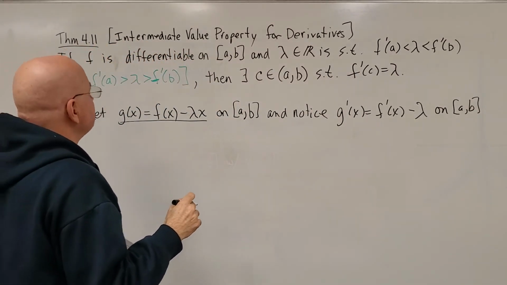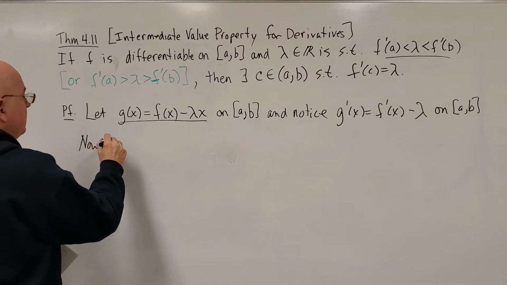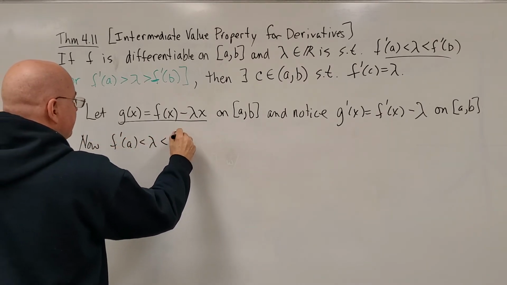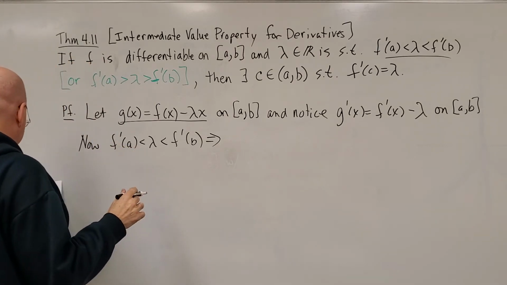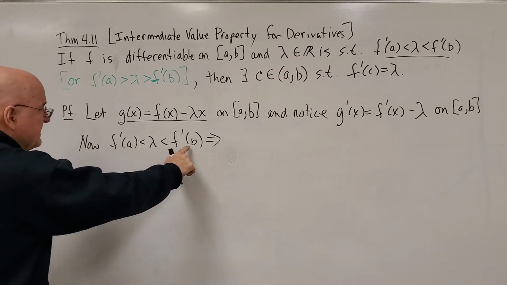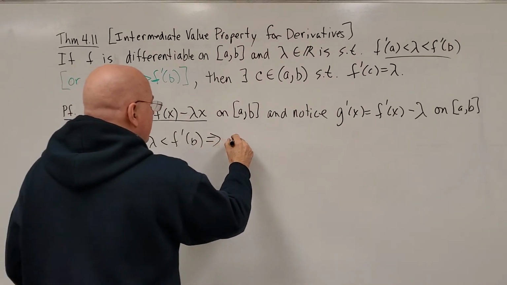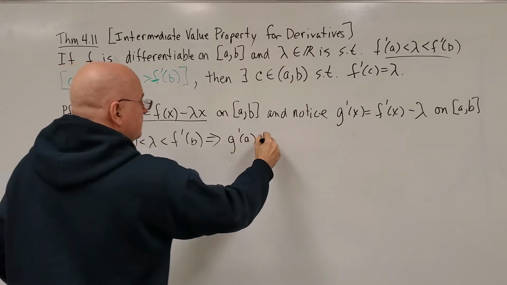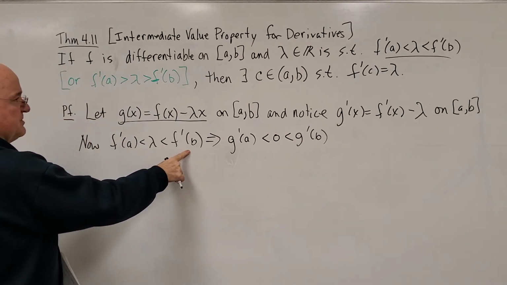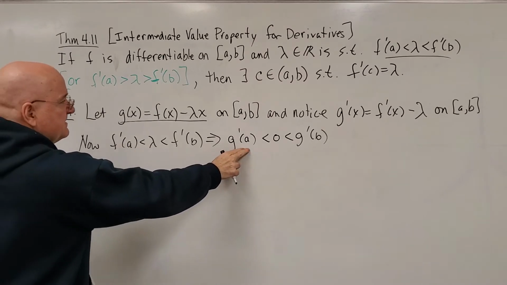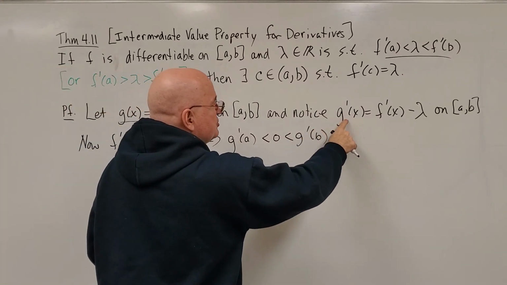Okay, so now let's cover both cases. Let's assume that first. So f prime of a less than lambda less than f prime of b implies, well, let's see. If I subtract lambda from all three sections here, I would get f prime of a minus lambda, which is just g prime of a, less than 0, less than g prime of b. So that's what we get when we subtract lambda from all three sections. f prime of a minus lambda is this. Lambda minus lambda is 0.